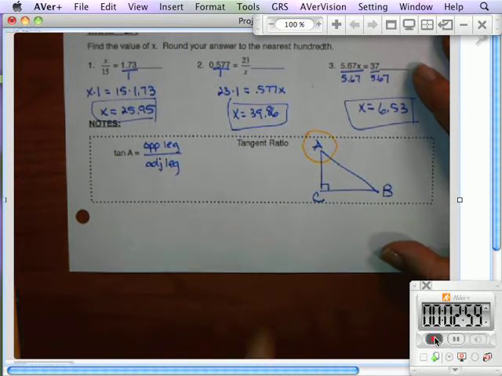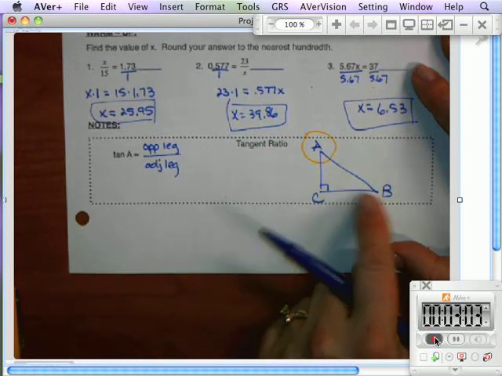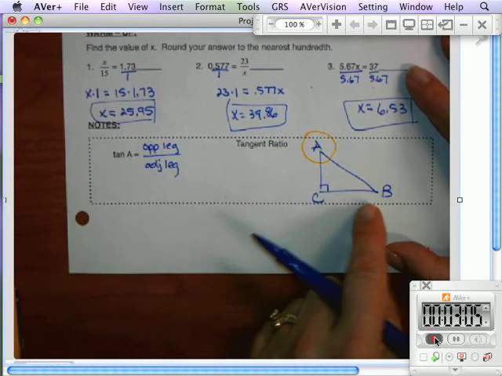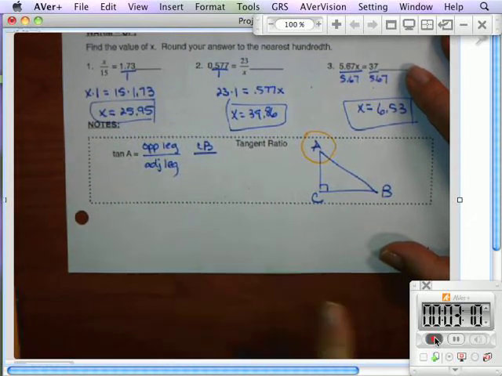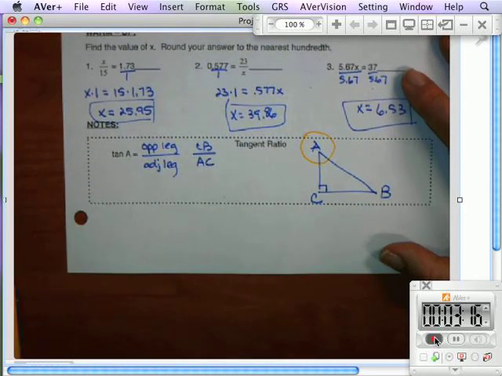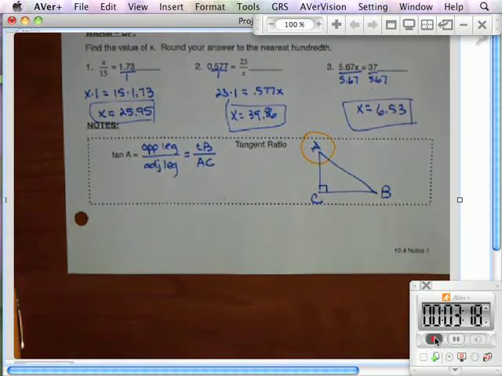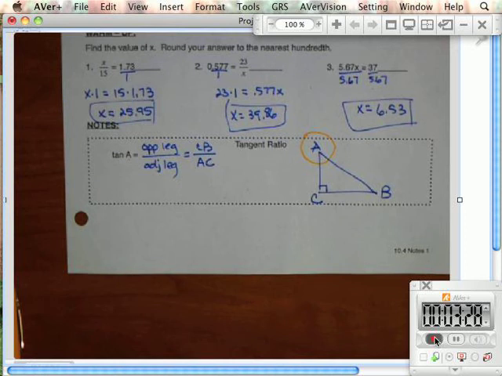So if I'm here at angle A, how would I name the leg opposite of it? CB or BC, either way, divided by the leg adjacent to angle A. What leg is adjacent to angle A? AC or CA. So that's basically it. You'll have numbers that you'll substitute in. So it's opposite over adjacent. No hypotenuse involved today. So let's work with it a little bit. Turn it over.